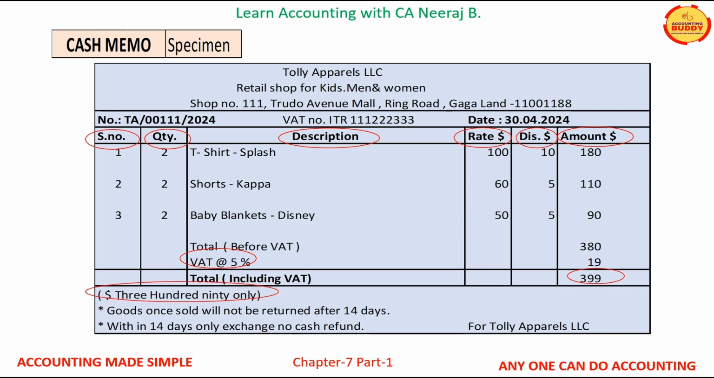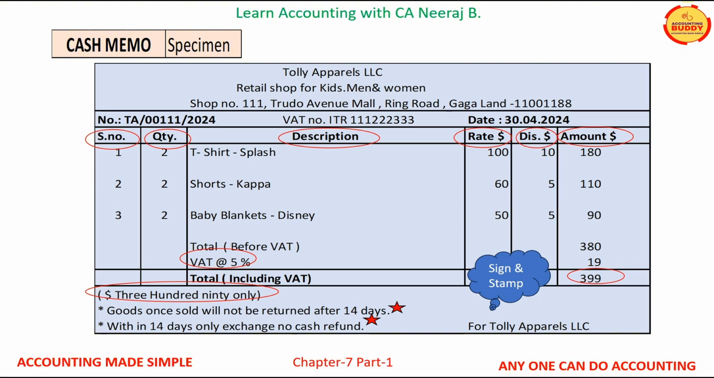Special conditions, if any, applicable on the transaction are also mentioned. In the given specimen, the special conditions mentioned are related to the return and the refund policy. The cash memo is signed or stamped before it is issued to the customer. It is prepared in duplicate. Original copy is handed over to the customer and the second copy is kept for record and accounting purpose.